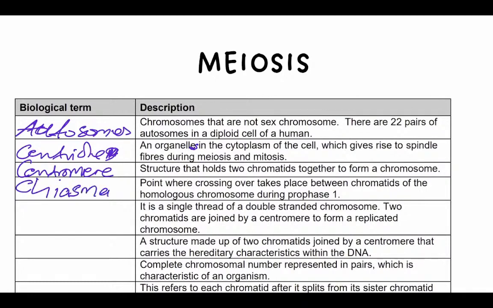Chiasma. If there are many, we call them chiasmata. But they're saying a point. They're not saying points. So if it's a point, chiasma. Right? If there are many, chiasmata. Yes. They're saying it is a single thread of a double-stranded chromosome.